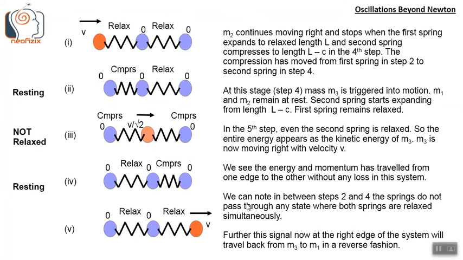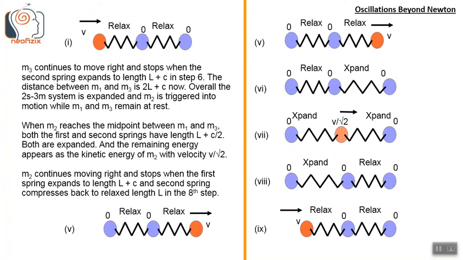So we can follow this signal further. This signal, this velocity v, has now reached M3. Further, this signal at the right edge of the system will travel back from M3 to M1 in a reverse fashion. So it will keep moving back and forth: it came to M3, from M3 it will go back to M1, and so on.